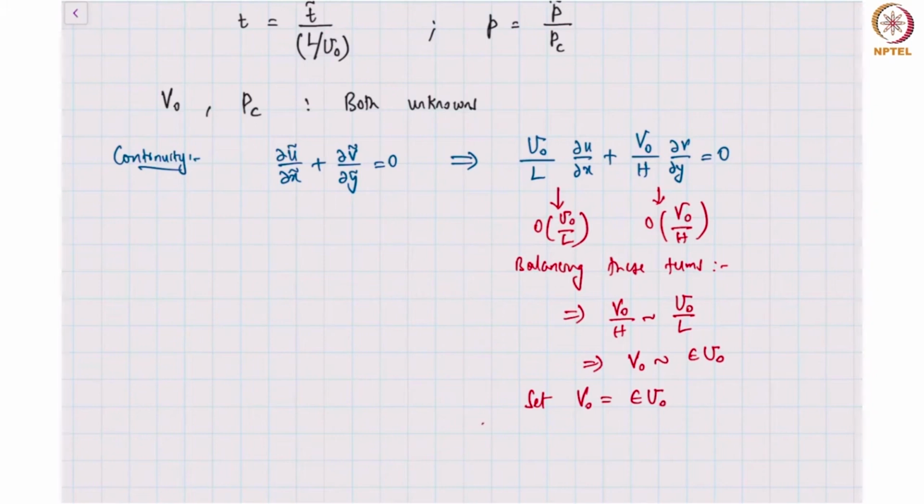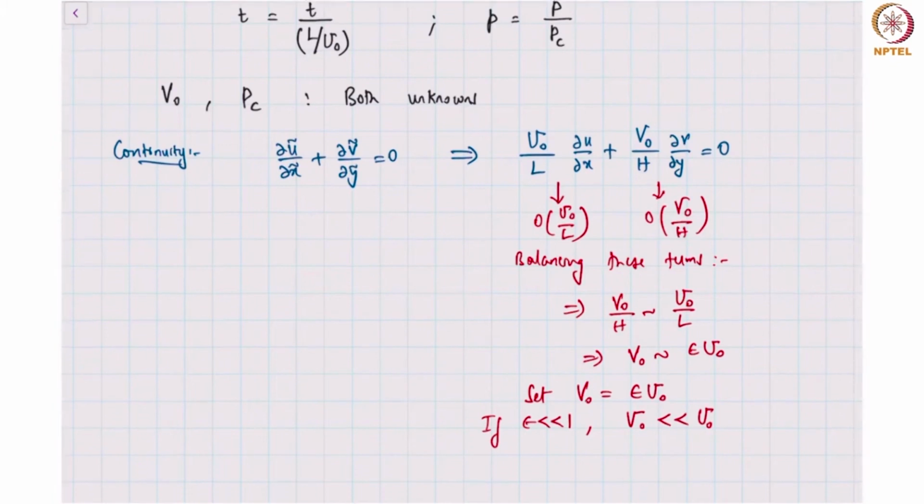And notice that if epsilon is very, very small, which means that you are in a thin gap geometry or in the lubrication approximation, v naught is much, much smaller than u naught. Which means that most of the velocity is parallel to the surface, in the horizontal direction. The vertical velocity magnitude, perpendicular to the surface, is very small.